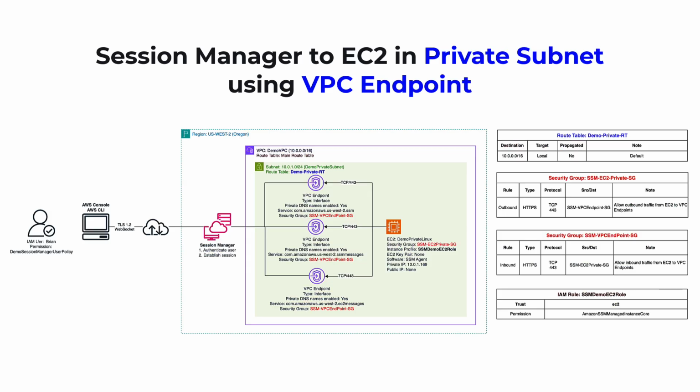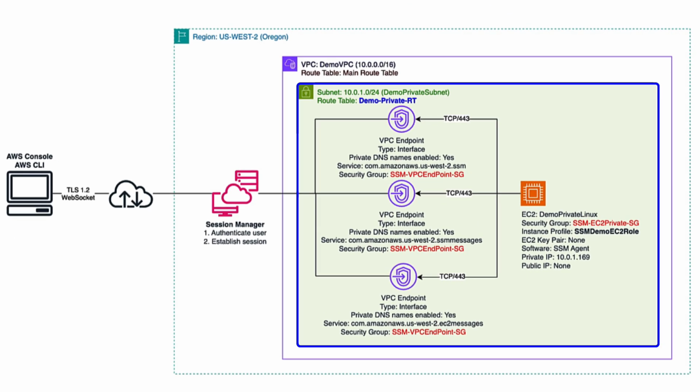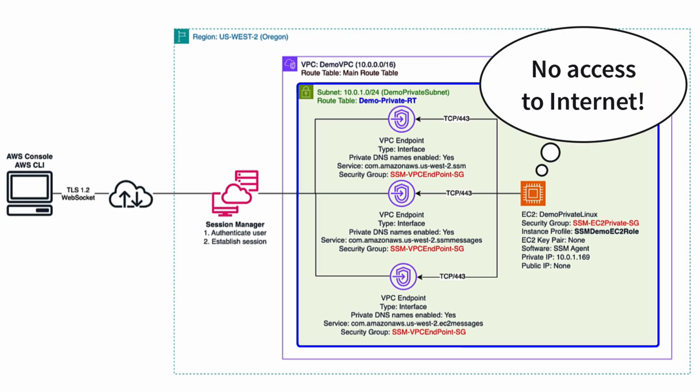The next use case is to connect to EC2 inside a private subnet using Session Manager. A private subnet here simply means the EC2 instance inside doesn't have a route to the internet. These may be your database or application servers that you don't want to expose to the internet.